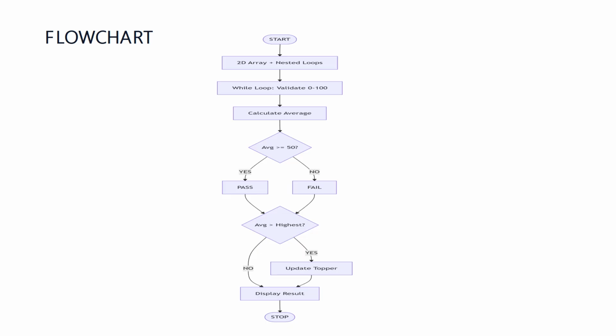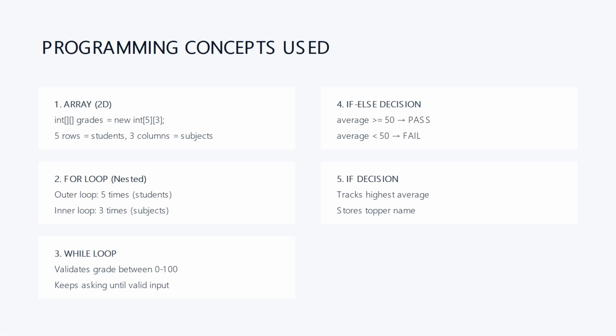The key concepts shown here are a 2D array, nested for loop, while loop for validation, if else for pass or fail, and if decision for topper tracking. Fourth, an if else decision. If the average is 50 or above, the student passes. If below 50, they fail. Fifth, an if decision that tracks the highest average and stores the topper's name.